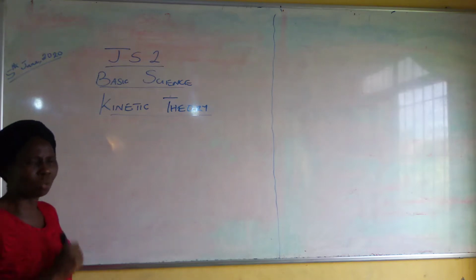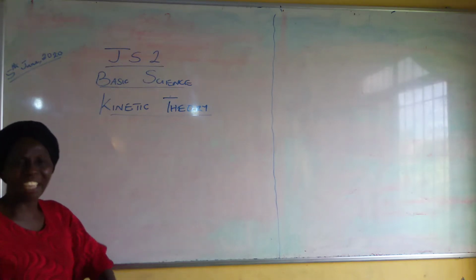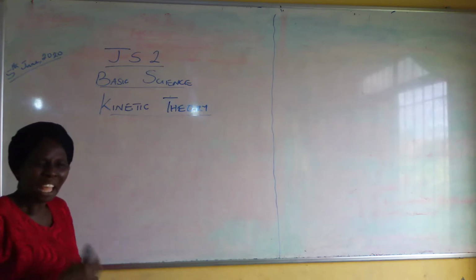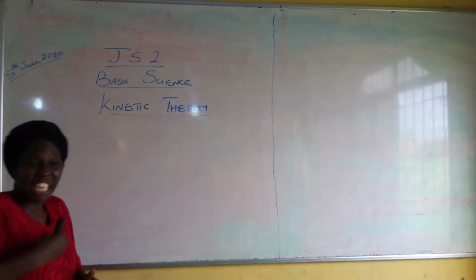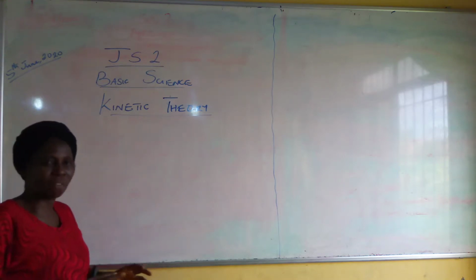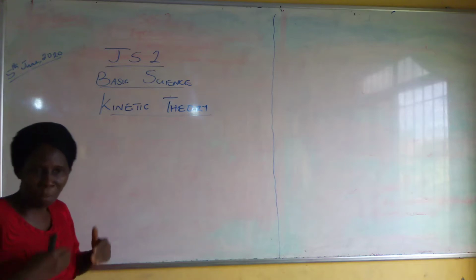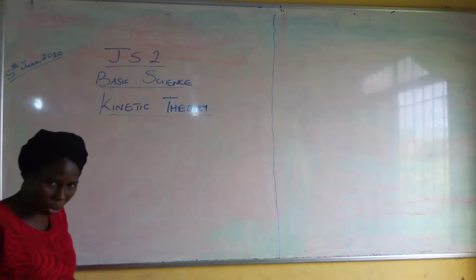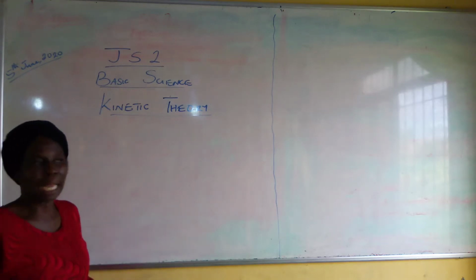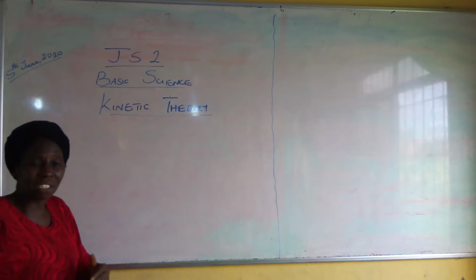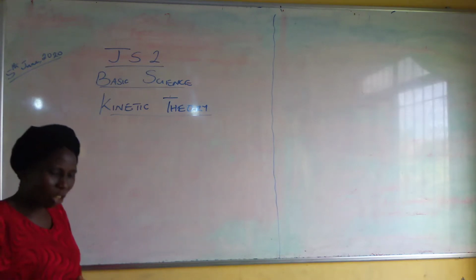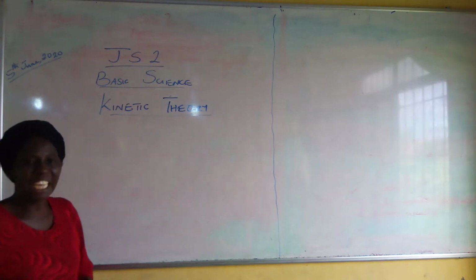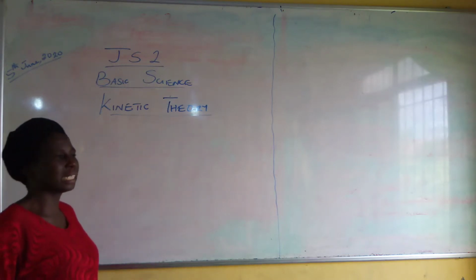Number two, the man said that when there is increase in temperature, that is on heating, there is always increase in movement of these particles. There is always increase in motion of these particles, and this normally causes increase in average kinetic energy.